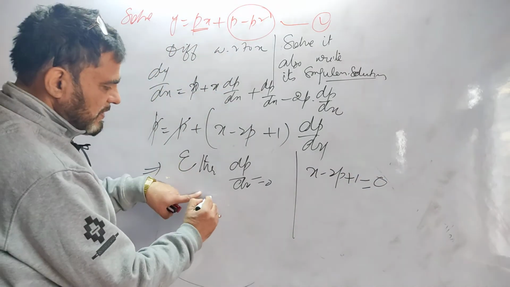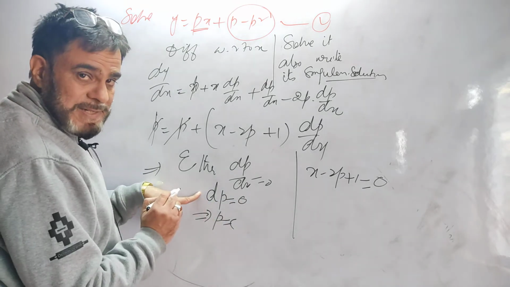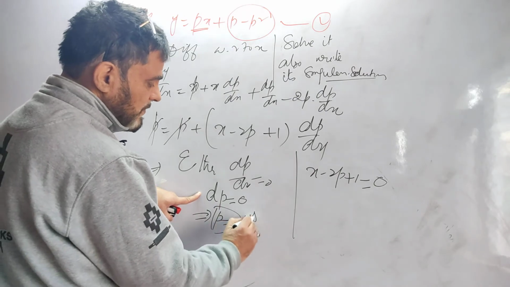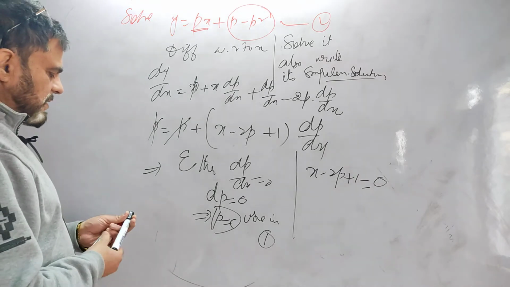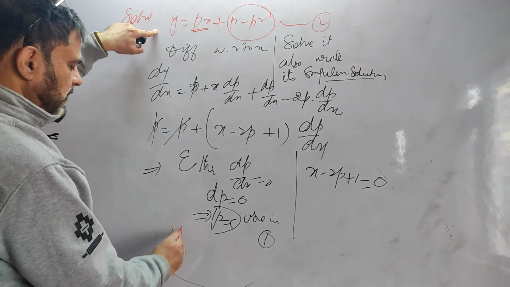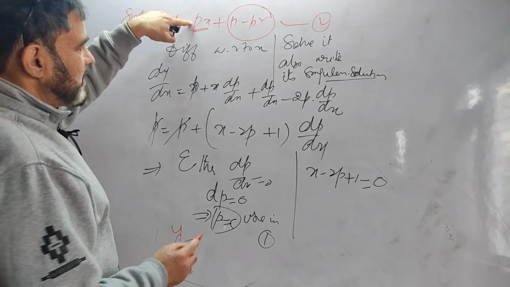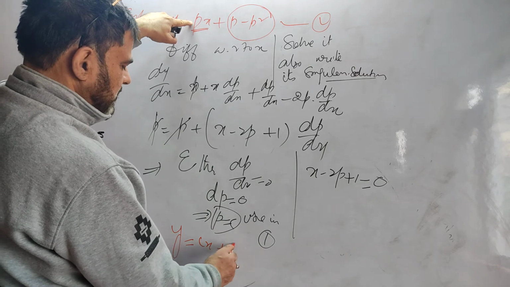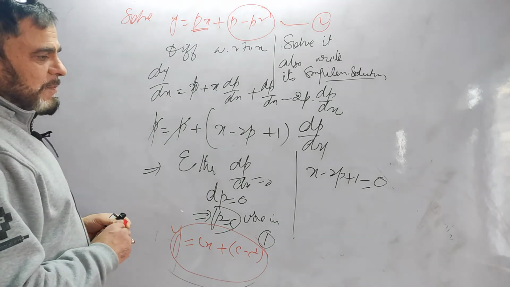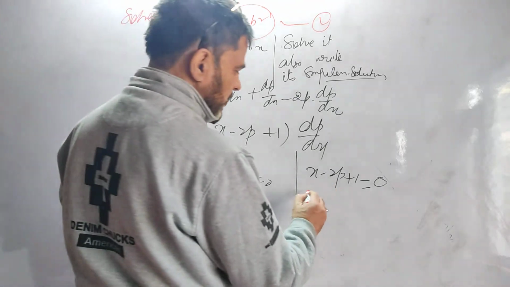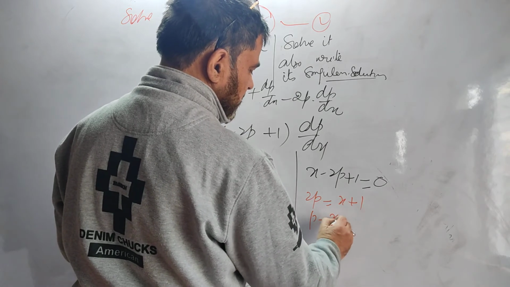And when you solve this, dp is equal to 0. This implies p is c, by integrating it on both sides. Use this in the first, you get the solution. You see how the solution is getting: simply replace p here by c. It is y is equal to cx plus c minus c square. This is the solution. Now you want to find out the singular solution. You have from this, 2p is equal to x plus 1. This gives p is equal to x plus 1 by 2.